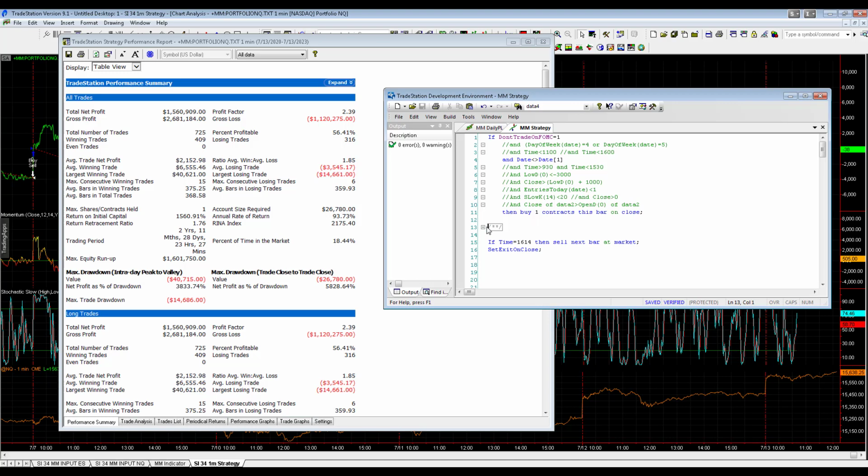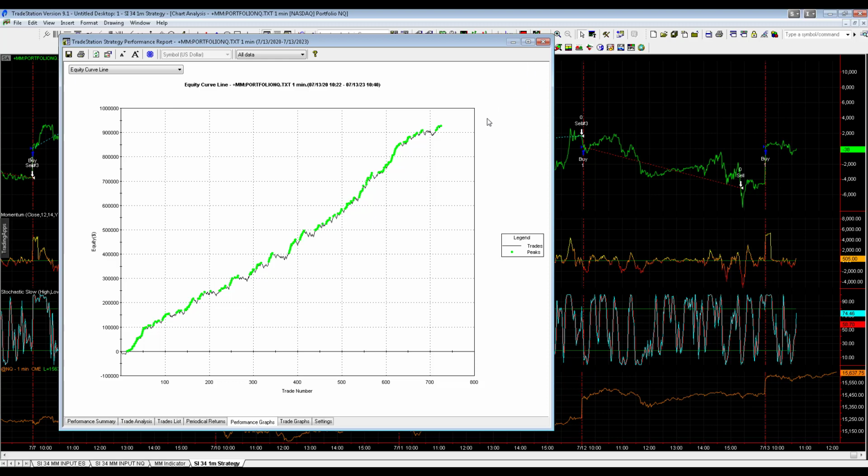Let's look at just the stop loss. What if we just want to have a stop loss and a profit target? If close is less than negative 5,000, then sell this bar on close. If close is greater than 7,000, then sell this bar on close. So you don't improve the strategy when you do that.